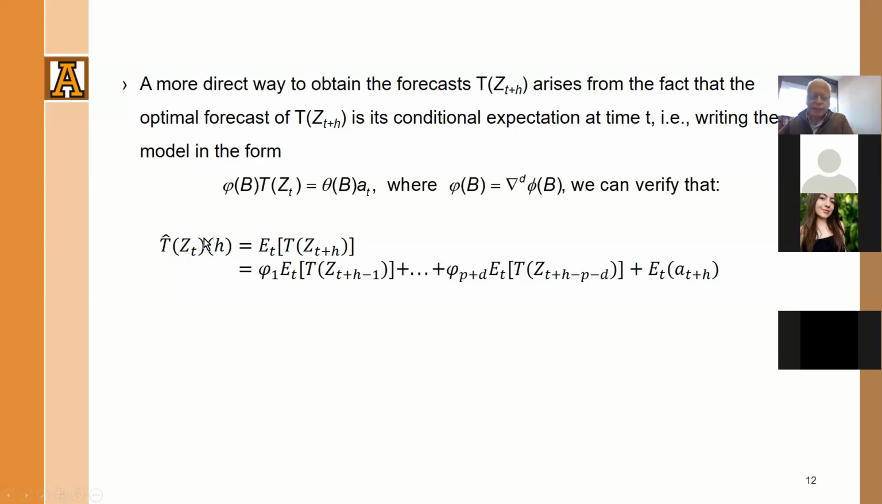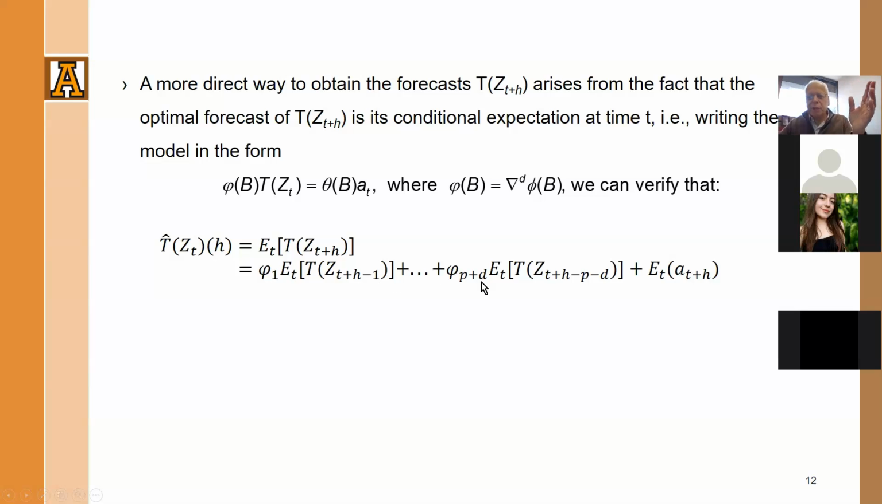And if we do that, then we can verify that the optimal forecast h periods ahead of the transformed series T(Z_t) is the conditional expectation of T(Z_{t+h}). That's always true. The optimal forecast is the conditional expectation. And if I replace these values of the coefficients of this polynomial, that will be phi_1 times the conditional expectation of the transformed series in period t+h-1, plus up to phi_{p+d}.